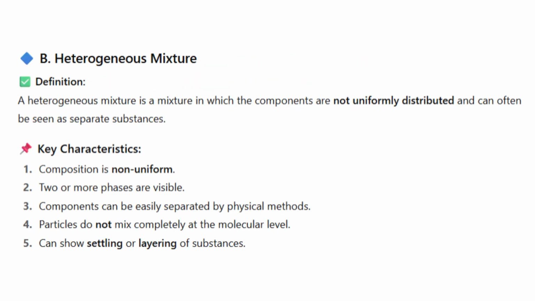B. Heterogeneous mixture. Definition. A heterogeneous mixture is a mixture in which the components are not uniformly distributed and can often be seen as separate substances. Key characteristics. Composition is non-uniform. Two or more phases are visible. Components can be easily separated by physical methods. Particles do not mix completely at the molecular level. Can show settling or layering of substances.